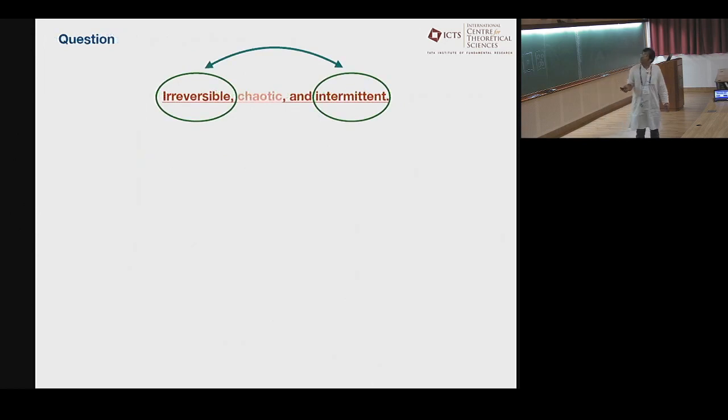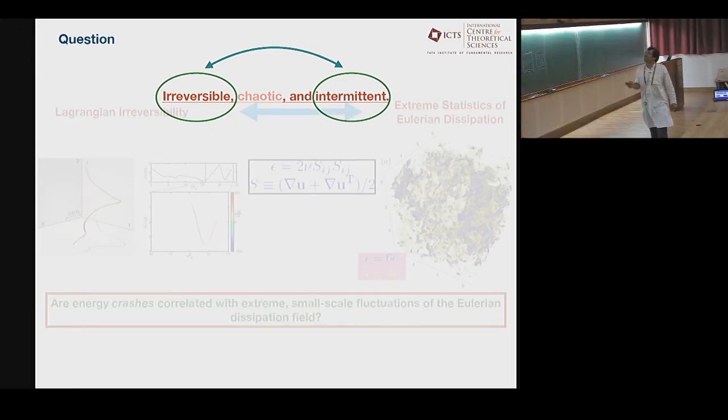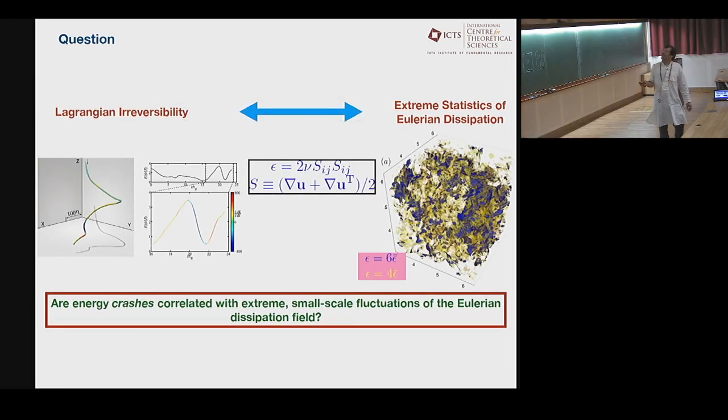So the question which we started to explore was, all right, that's about the irreversibility, but it's been drummed into our heads that turbulence is also intermittent. Typically, we've been told not to care too much about the chaotic nature of the flow, but just the intermittent and irreversible nature of the flow. So the question we wanted to look at was this Lagrangian irreversibility: how is it connected with the extreme statistics of Eulerian dissipation rates?